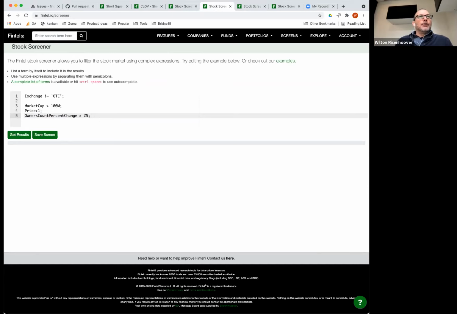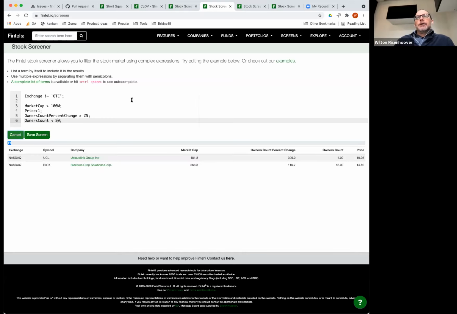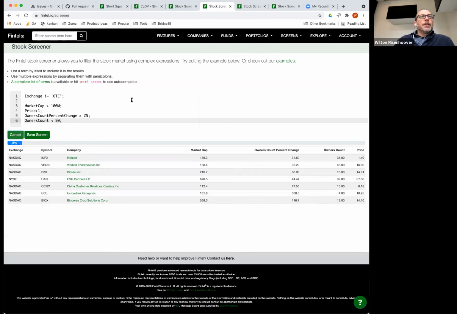And we're going to say owners count is less than 100. So let's find companies where there's a lot of recent accumulation, but there's not a lot of owners yet. We'll make this 50, okay? If you want to find companies before they become widely held by institutions, you could do this.